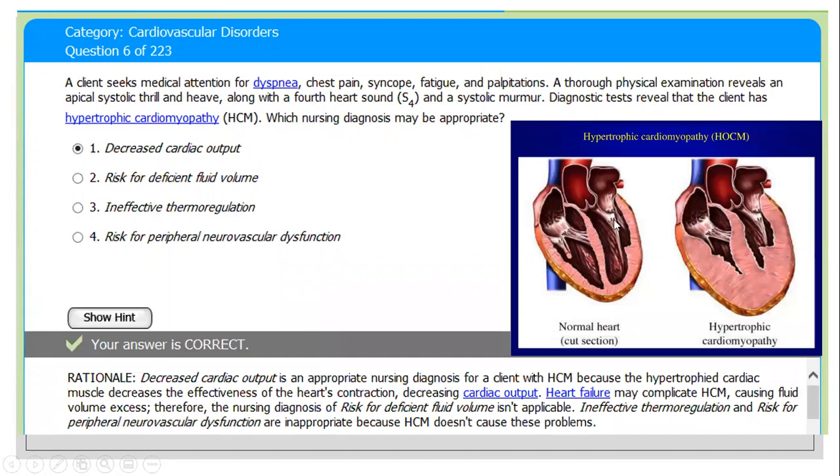So in these two pictures, this is a normal heart and this is the wall, the septum, which separates the two ventricles and atria.